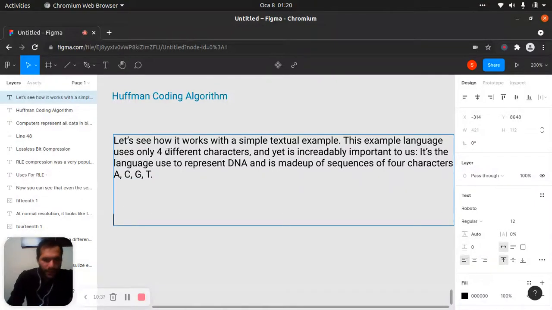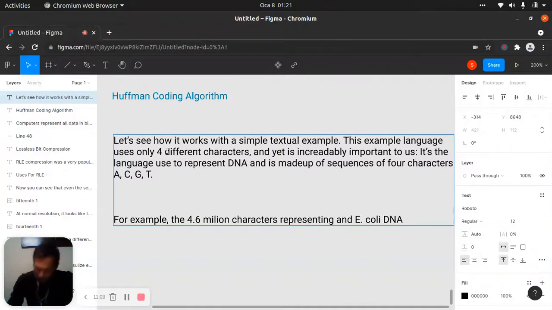Let's come down and say, for example, the 4.6 million characters representing a whole DNA sequence, right?